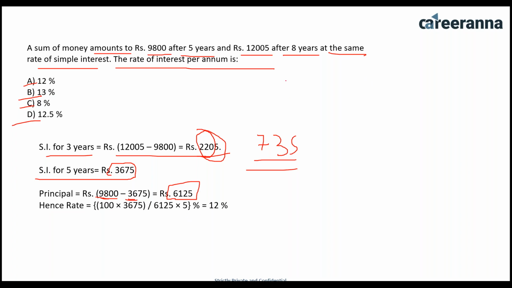I'll put the value of P. Formula is P R T by 100. I have the value of P. I have to find out R, and I have T. So I can put the values. I have simple interest as well. So answer for this question is 12%. Very easy. Any doubt?